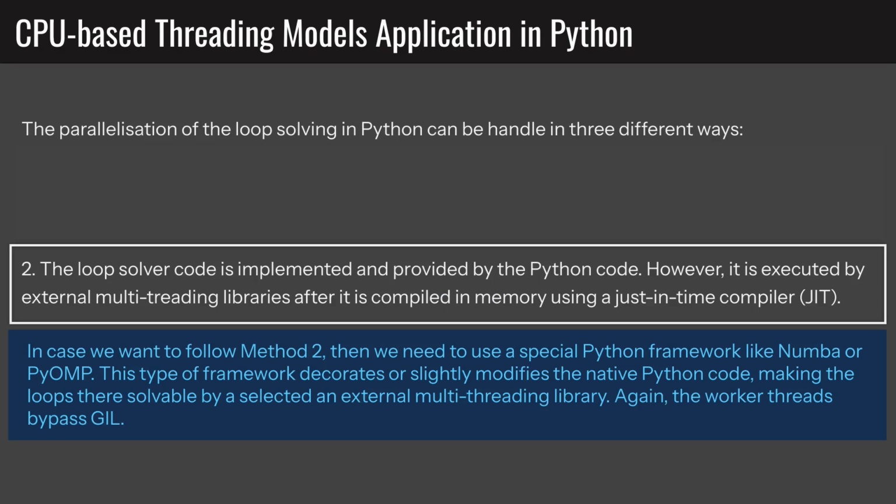In case we want to follow method 2, then we need to use a special Python framework like Numba or PyOMP. This type of framework decorates or slightly modifies the native Python code, making the loops there solvable by a selected and external multi-threading library. Again, the worker threads bypass GIL.